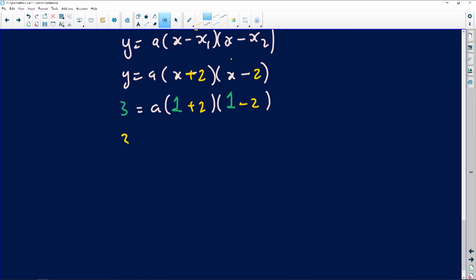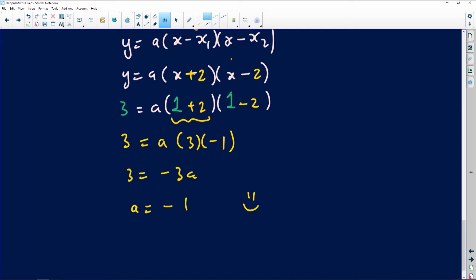So this is going to be 3 equals, you're going to have 3 here, right? So I have a times 3, times, this one's going to be 1 minus 2, which is -2. Okay, not -2, but -1. Yes, it's going to be -1 because 1 minus 2 is -1. And when you multiply that, you get 3 equals a times -3, which is just -3a. You divide both sides by -3. Your a comes out as -1.